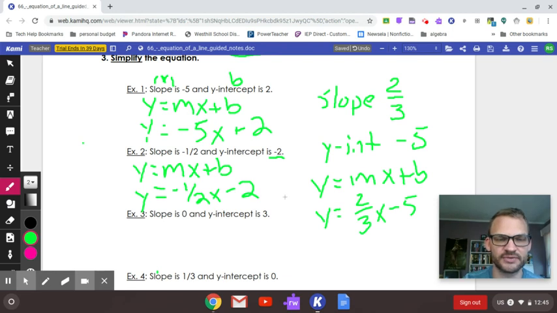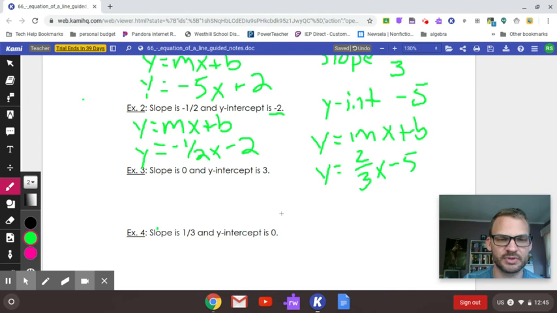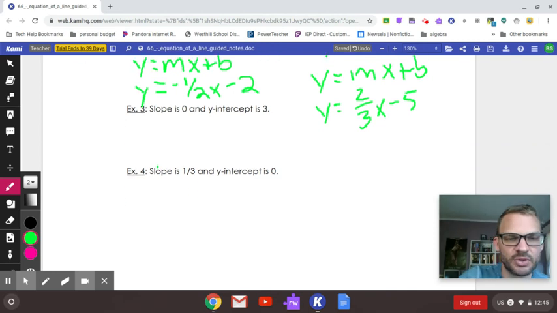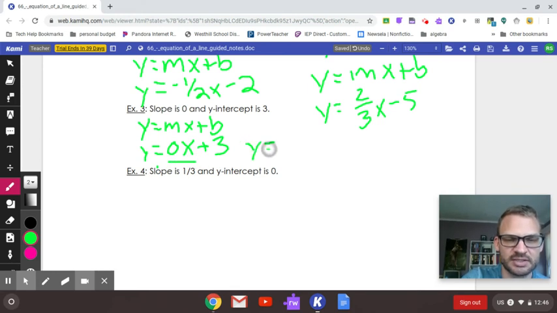So let's look at a couple different types of examples. Now we've got zeros in there. So we're going to look at y equals mx plus b. And our slope is 0. So that's our m. So we're going to have y equals 0 x. And our y-intercept is 3. So that's our b. So plus 3. So this can be simplified because anything times 0 is 0. So this would just be y equals 3 because this would just go away.